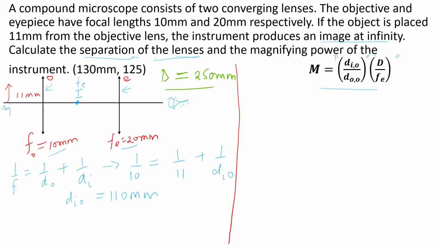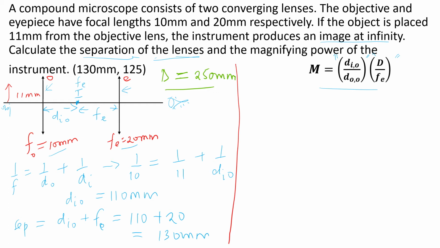So here you can see from the diagram that this distance is D of the image for the objective, but that remaining distance is the focal length of the eyepiece. Which means that separation of the lenses is the sum of D image for the objective plus the focal length of the eyepiece. So that's going to be 110 plus focal length of the eyepiece, which is 20. This gives us 130 millimeters as the distance.